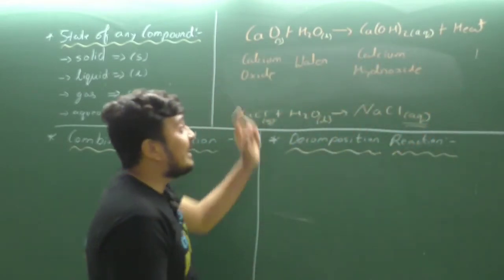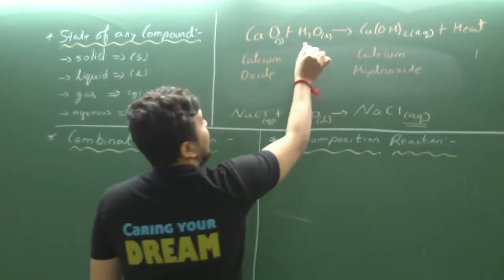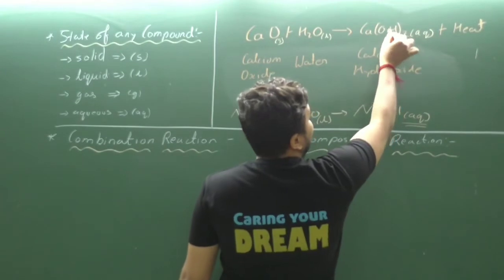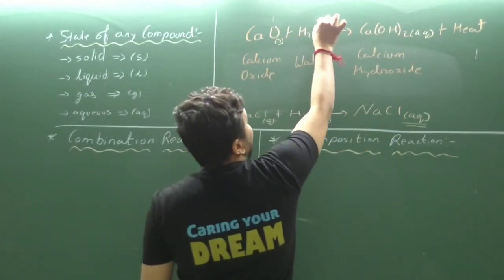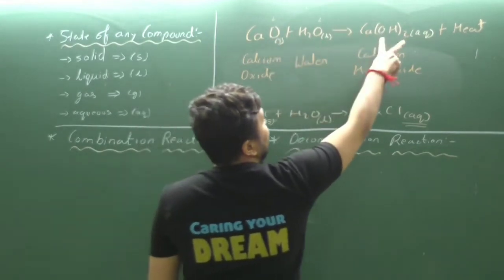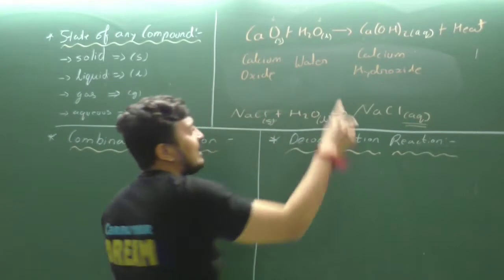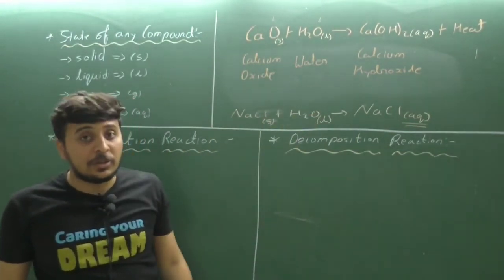Do we need to balance this chemical equation? Here there is one calcium, two hydrogen, because OH twice means two oxygen and two hydrogen. Here also one oxygen in calcium oxide, one oxygen in water: two oxygen, two hydrogen, one calcium. It means it is already a balanced chemical equation, so we don't need to balance.